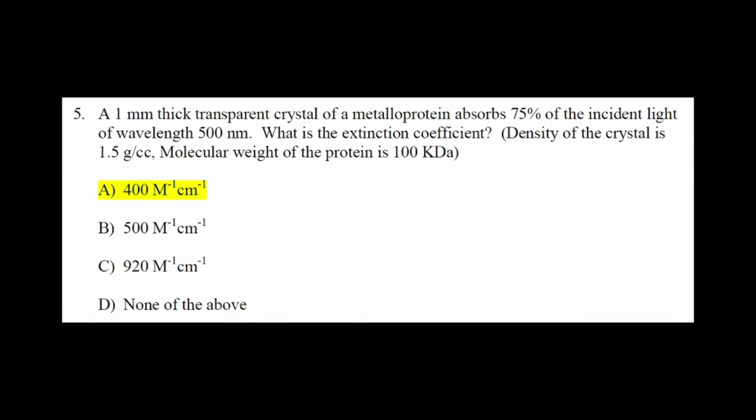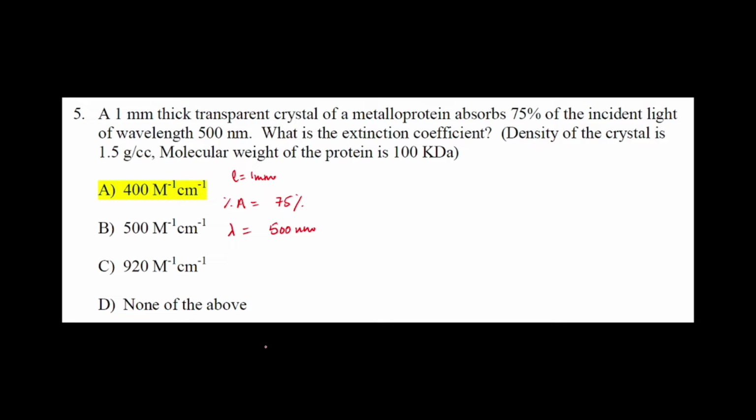Alright everyone, so this is the fifth question which was asked in the TIFR GS 2021 chemistry examination, and it says a 1 mm thick transparent crystal. So the thickness of your transparent crystal is 1 mm, of a metalloprotein, absorbs 75% of the incident light of wavelength 500 nanometer. So percentage absorption is given, that is 75%, and wavelength of light is given, that is 500 nanometers.